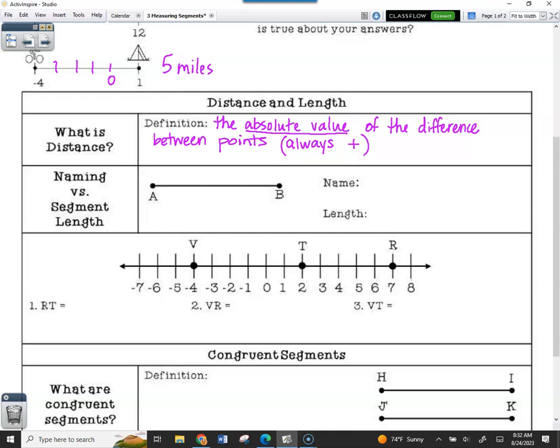Now, we've already learned segments, but we're going to refresh you real quick. Naming versus the segment length. So for instance, here's an example of a segment. What would we call this? Segment AB. Or you could call it BA. Either one. And then above it, you would draw that little segment notation.